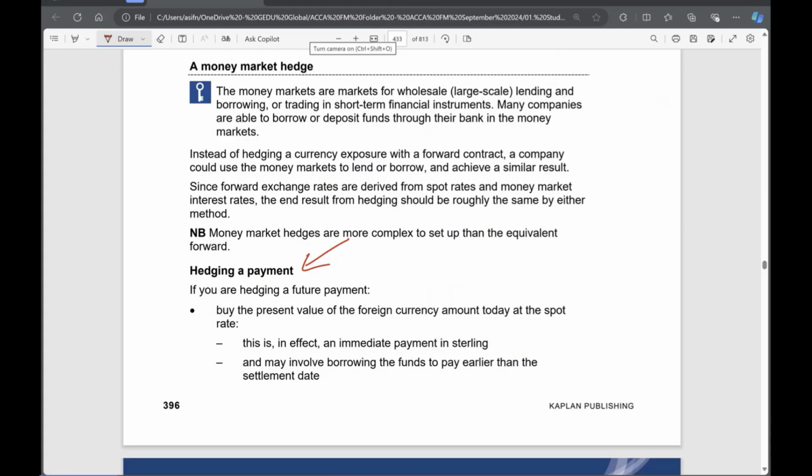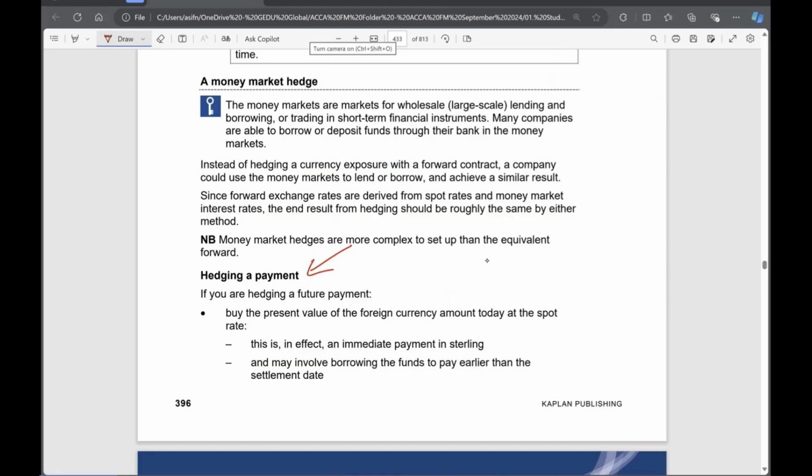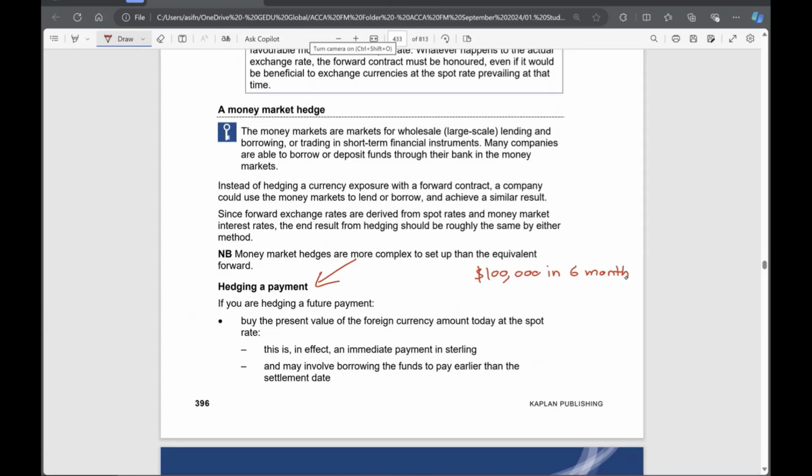Let's suppose we are based in UK. Our home currency is pound. And let's say we have to pay $100,000 in 6 months' time. We have to pay $100,000 in 6 months' time, and we are based in UK. Our home currency is pound.